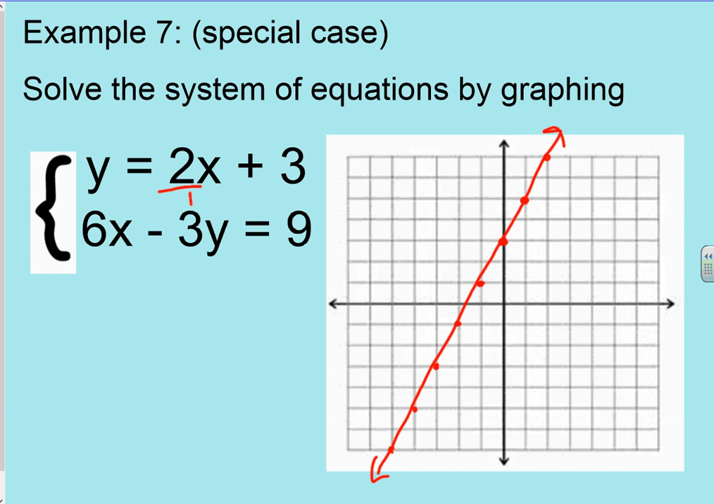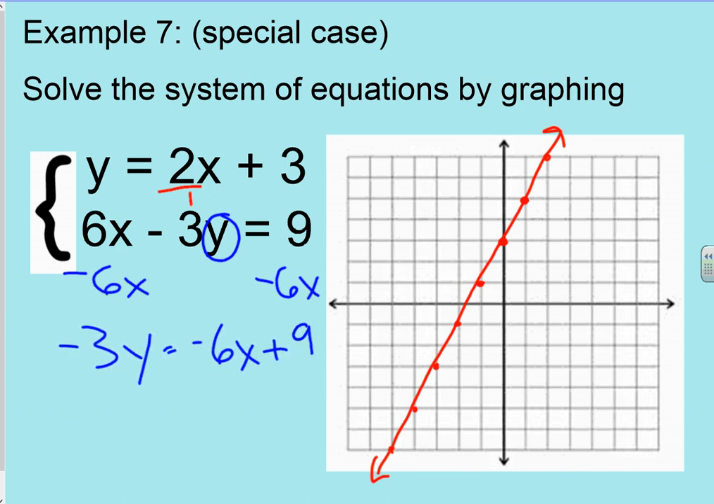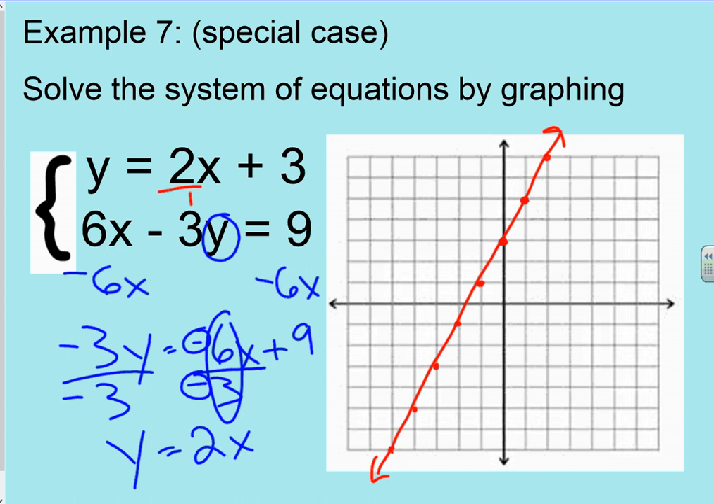Then I'm going to solve the second one for y. So I'm going to subtract 6x. Negative 3y equals negative 6x plus 9. Divide by negative 3. Y equals, that's going to make a positive 2x. Oh, forgot to divide this by negative 3. So it's positive 2x minus 3. So then I'm going to go ahead and plot it. 1, 2, 3. Up to right 1, up to right 1, up to right 1. What do we see? Again, these are parallel lines.